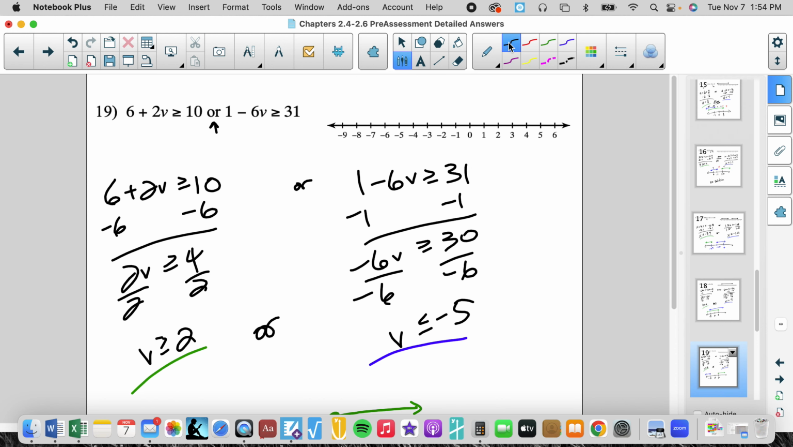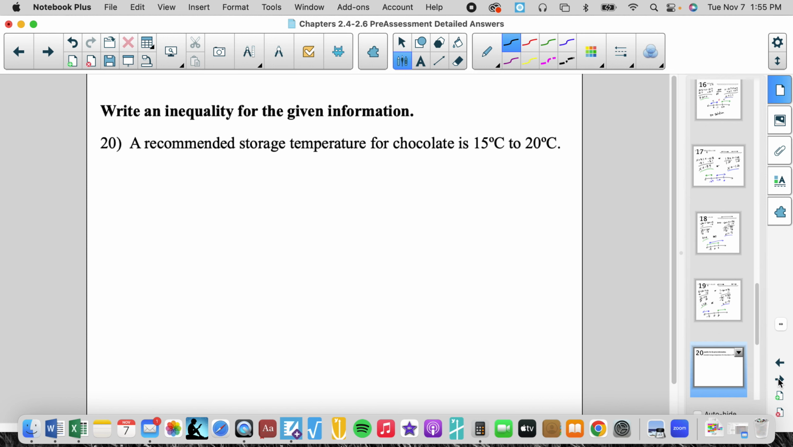Negative 5 and 2, negative 5, 2, and that should be my solution. Write an inequality for the given information.